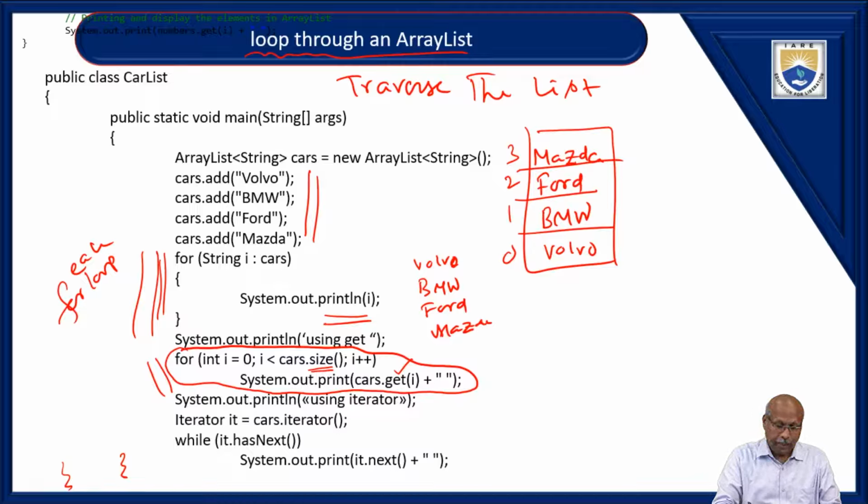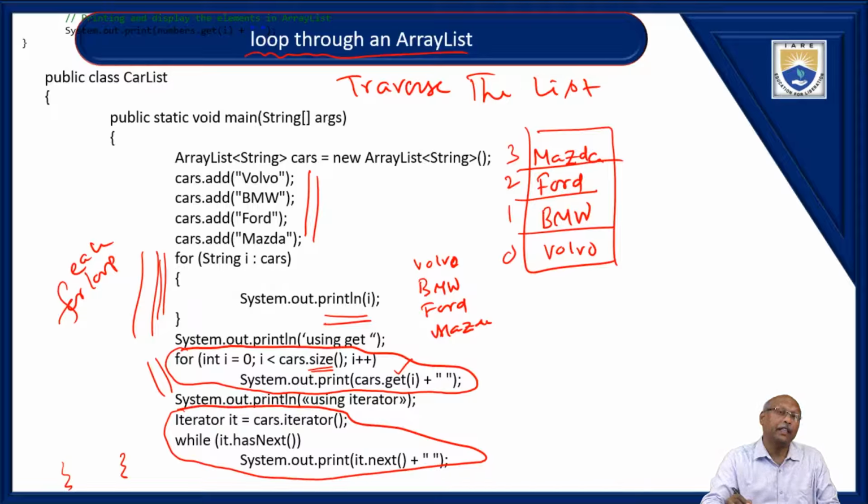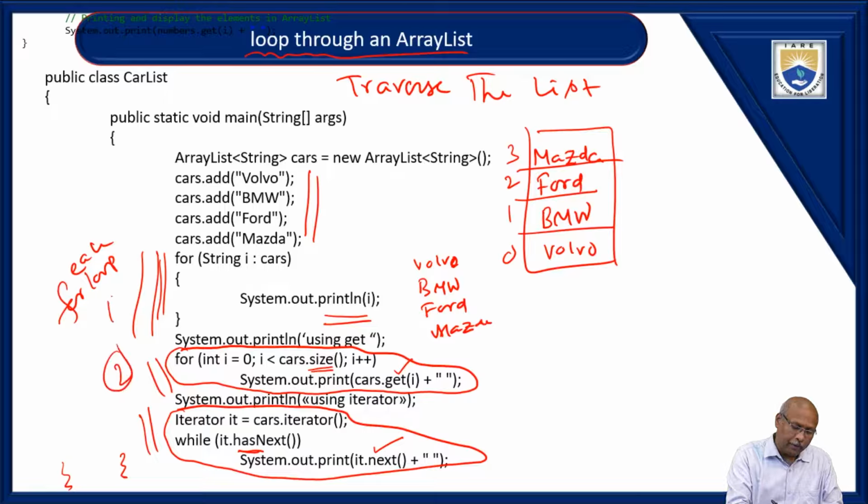And there is another way, using an iterator. This iterator is a special interface available in the collection framework. It will allow you to iterate one by one. hasNext tells you whether any element exists in the iterator sequence. If it is available, it will display the item. If it is not available, it returns false. As long as elements are available, the loop repeats, then it stops. So you can use the first way, second way or third way. There are 3 ways to fetch the items.